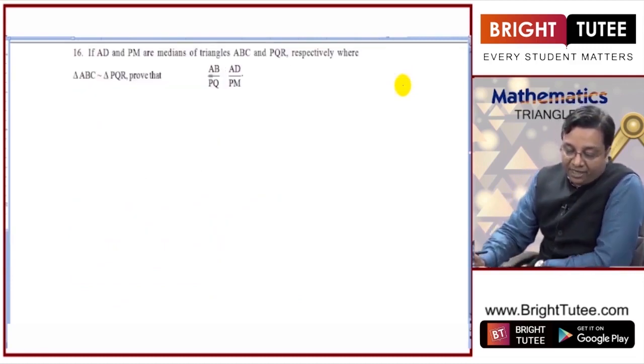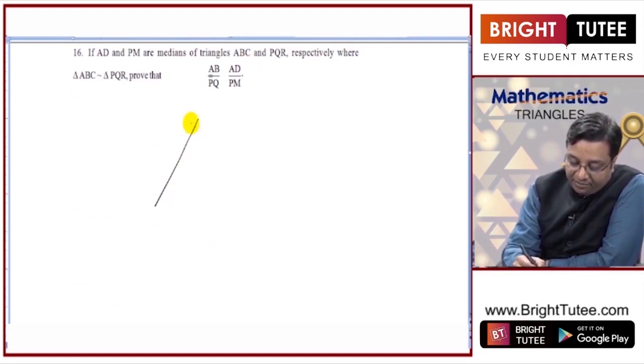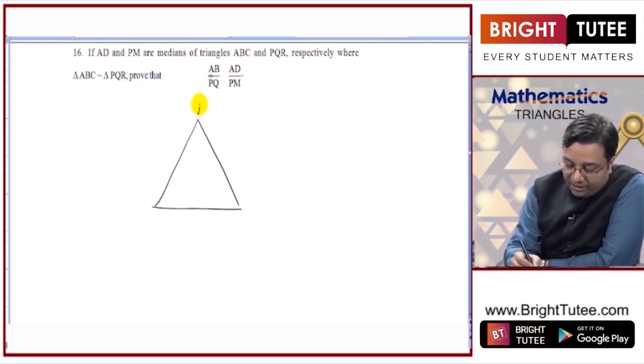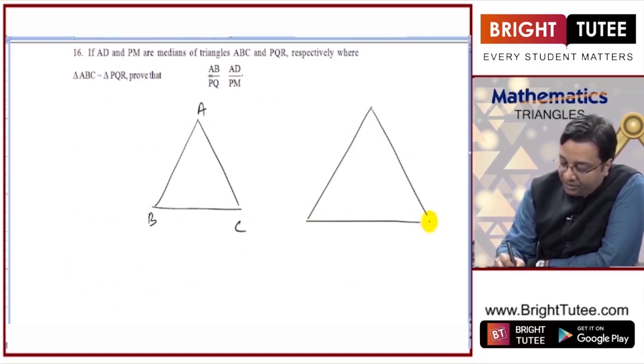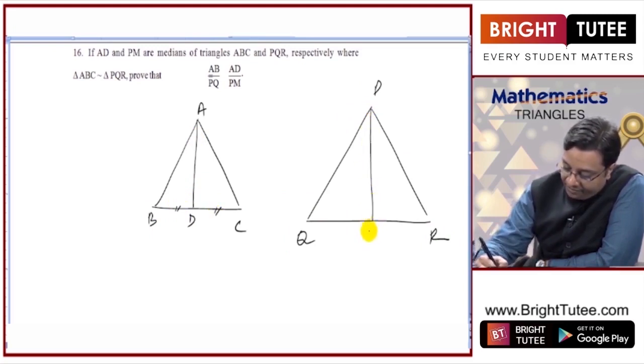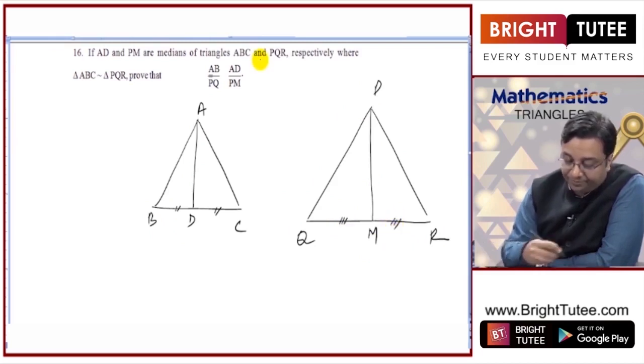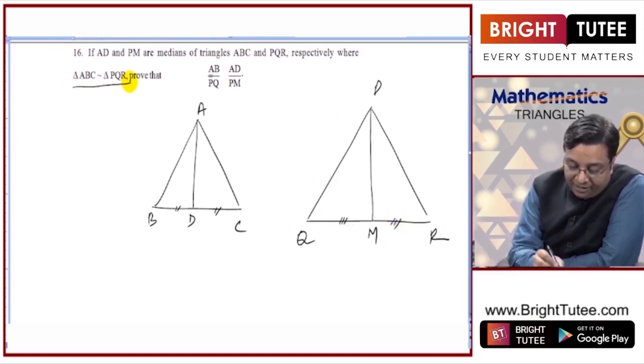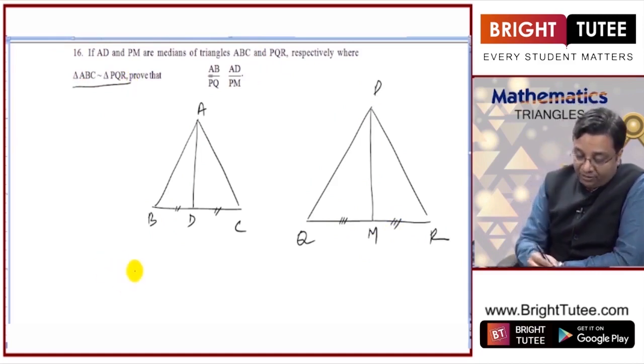If AD and PM are medians of triangles ABC and PQR, so there is this triangle ABC and triangle PQR. AD is median of this side BC, it bisects side BC, and PM is a median which bisects QR. And ABC is similar to triangle PQR.